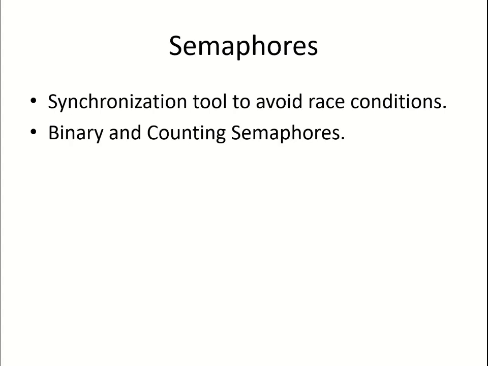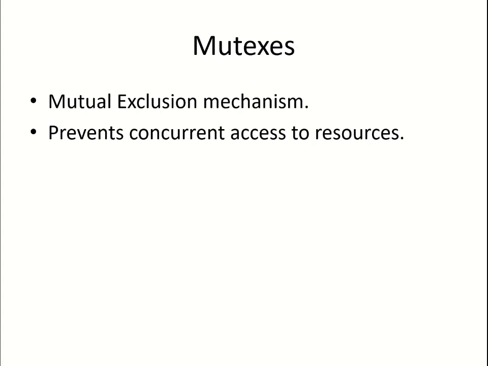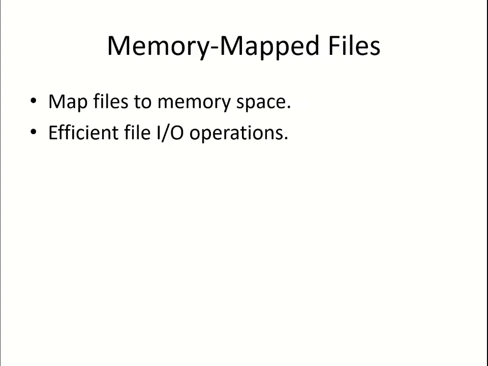Semaphores. Semaphores are a synchronization tool to avoid race conditions, and they are binary and counting semaphores. Mutexes, a mutual exclusion mechanism. It prevents concurrent access to the resources. And this is about mutexes in operating system. Memory mapped files. Map files to memory space for efficient file input output operations. This is a brief about memory mapped files in operating system.